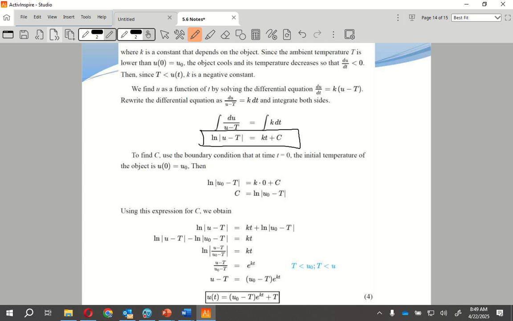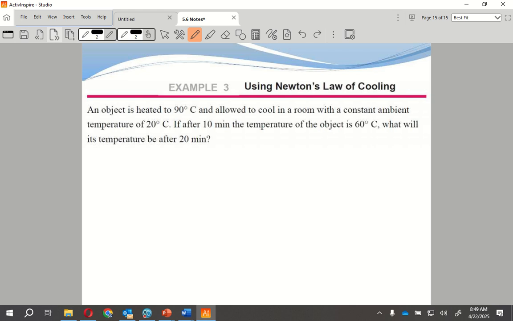U of T is equal to U sub naught, which is the initial temperature of the item. T is the ambient temperature. K is the rate of decay as it cools. t is the time, and capital T again is the ambient temperature. It looks crazy, doesn't it? Okay. Super crazy. So let's go ahead.